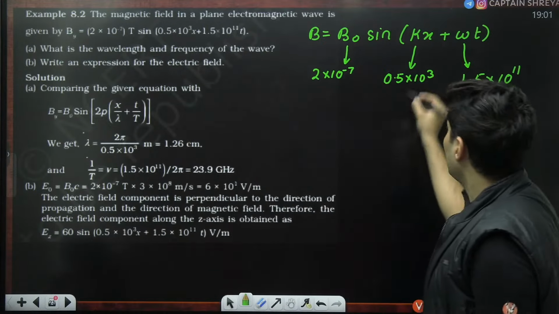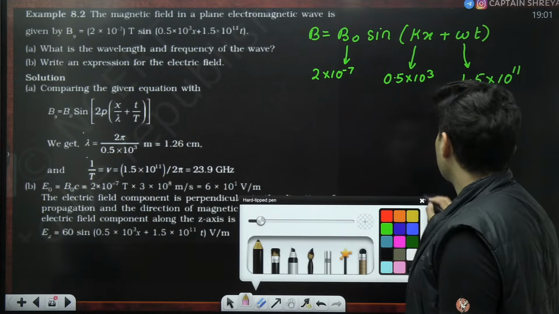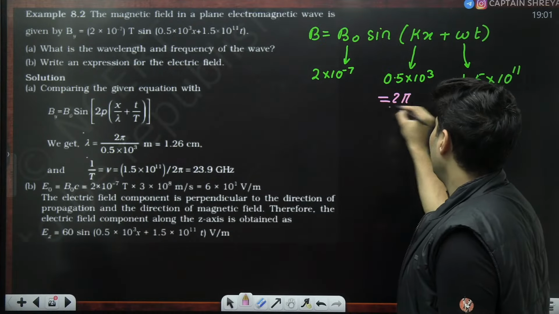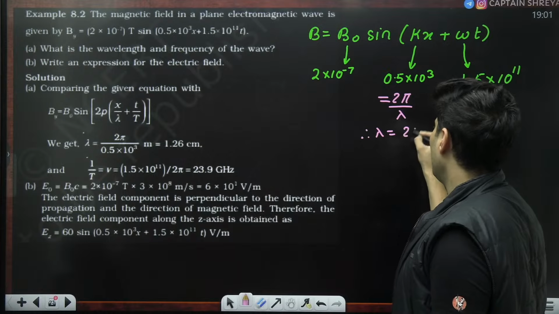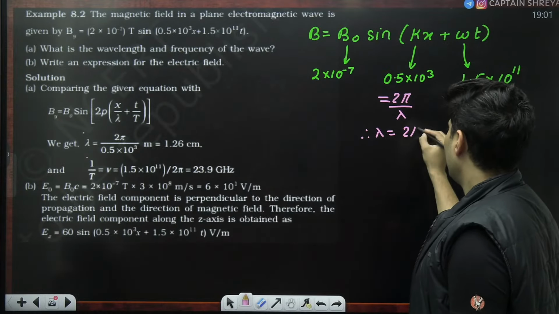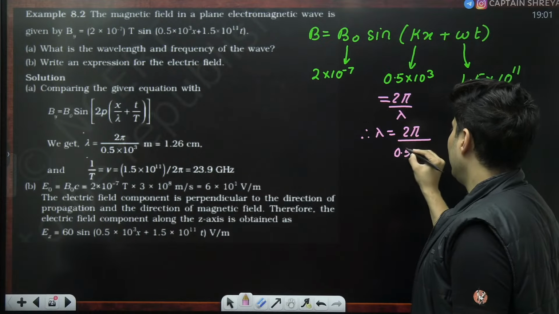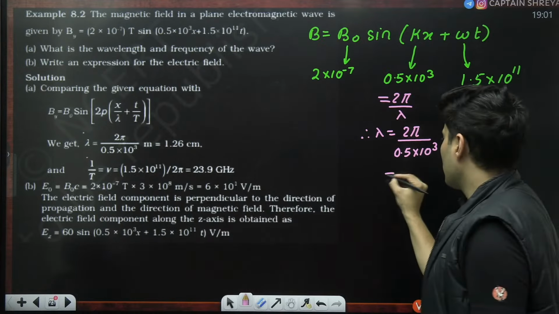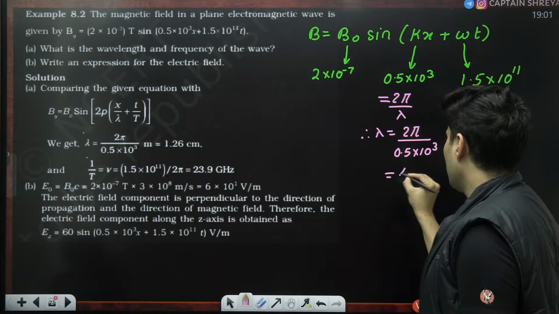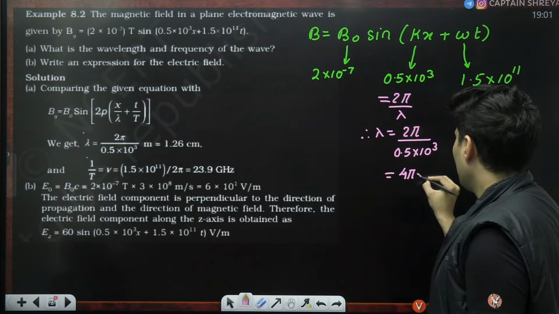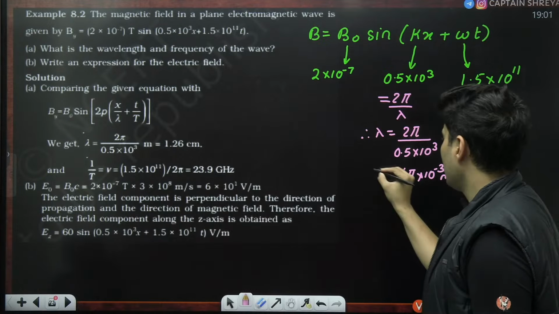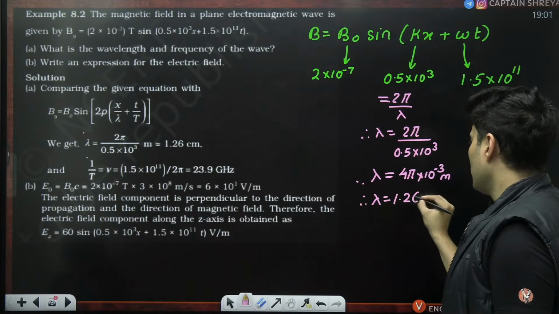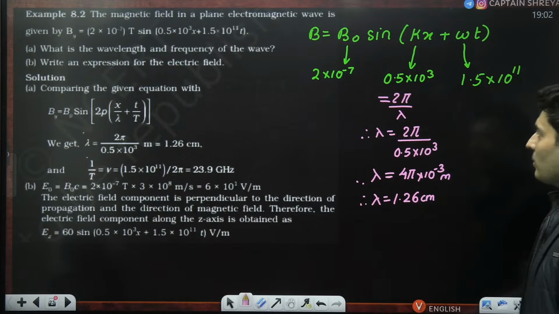Now K formula we know. What is the formula for K, guys? I had given you: K is nothing but 2π divided by λ. So therefore λ will be 2π divided by this number, which is 0.5 × 10^3. That's it. 0.5 is half, so it will just become 4π × 10^-3 meters. So lambda is that many meters, which comes out to be 1.26 centimeters. That is how you find lambda.